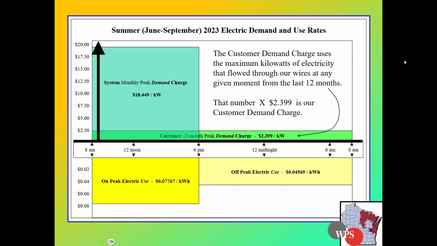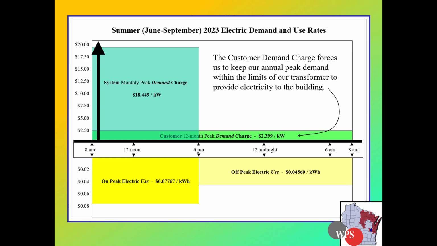The customer demand charge uses the maximum kilowatts of electricity that flowed through our wires at any given moment from the last 12 months. That number times $2.40 is our customer demand charge. The customer demand charge forces us to keep our annual peak demand within the limits of our transformer to provide electricity to the building.